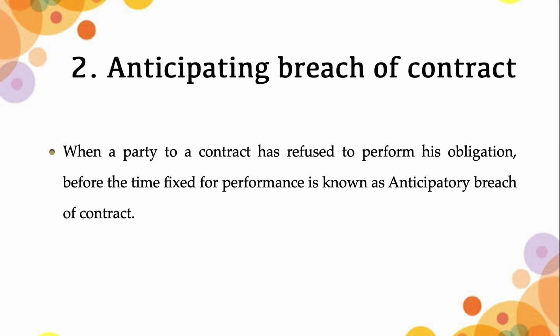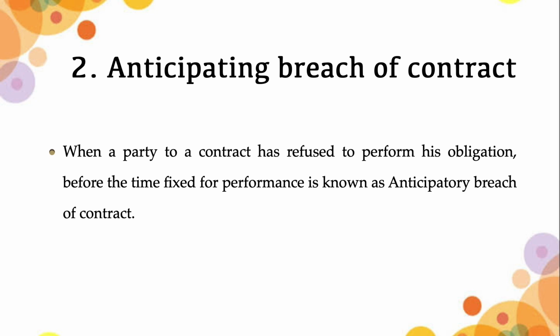The last point, anticipatory breach of contract. When a party to a contract has refused to perform, here what happens? In the other case, the company stopped, but here voluntarily the party has refused to perform his obligation before the time fixed for performance, which is known as anticipatory breach of contract. So basically here one party is informing the other party, I will not be doing this activity that we agreed upon. I will not be willing to supply you the goods. So he is outrightly refusing the other party that he will not fulfill his obligation. But the date of fulfilling the obligation is yet to come. Notice the second line over there, before the time fixed for performance.